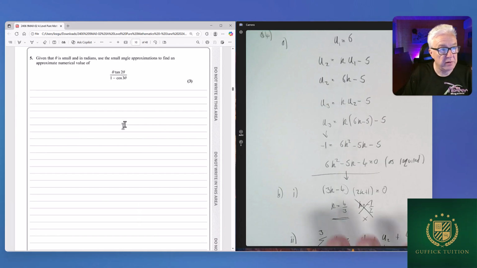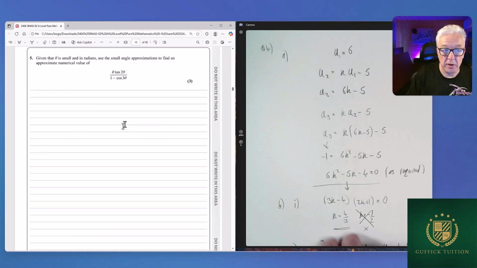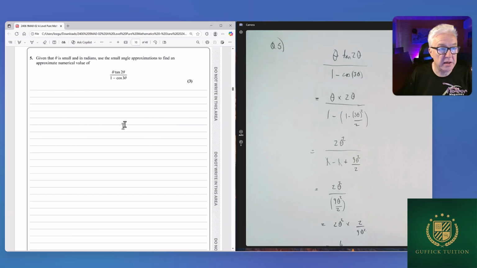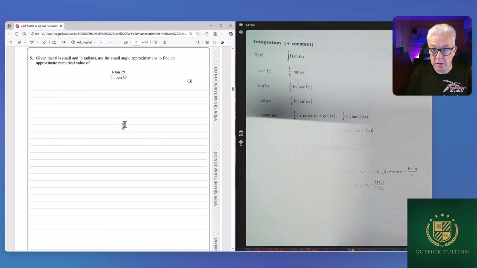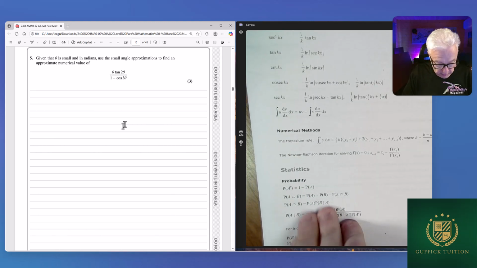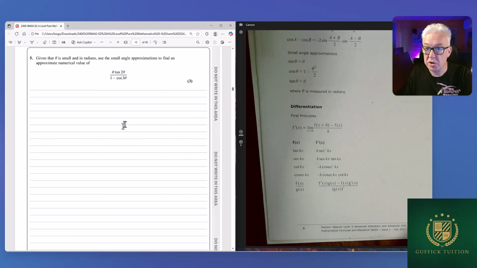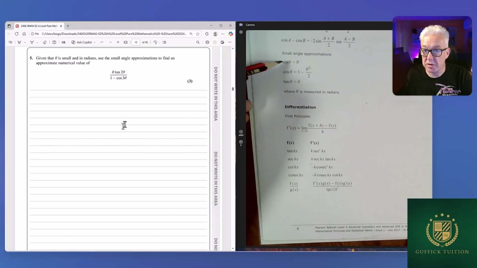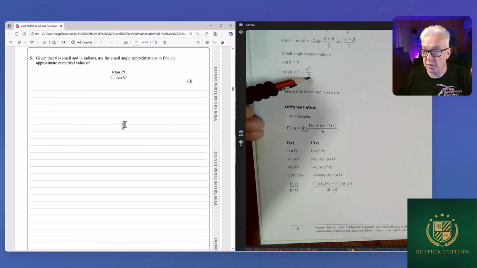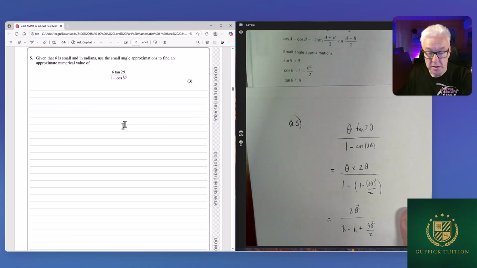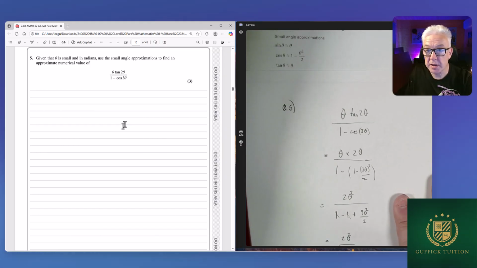Okay, question 5. Given that theta is small and in radians, use the small angle approximation to find an approximate numerical value of that expression there. The good thing is that in our old friend, the formula booklet, we're given these small angle approximations: sine theta is approximately equal to theta, cos theta is approximately equal to 1 minus theta squared over 2, and tan theta is approximately equal to theta. Let's keep those visible there so we can see them.